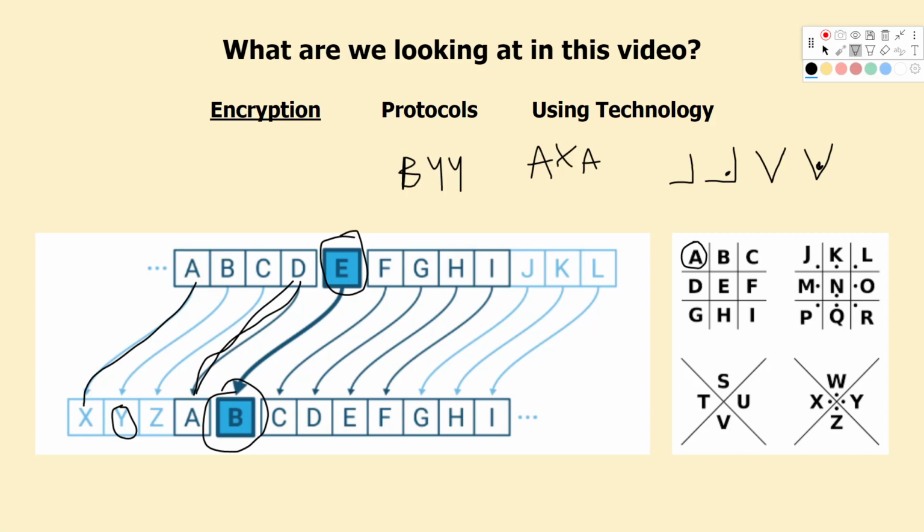So by using this cipher, we can use different shapes. So we're not using letters at all, but different shapes to represent what different letters mean.